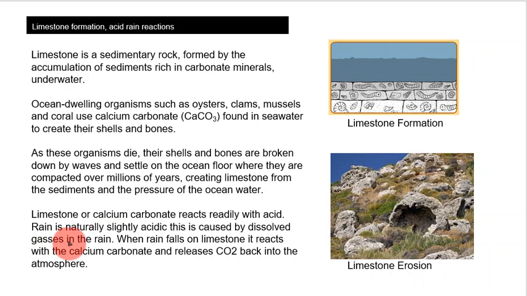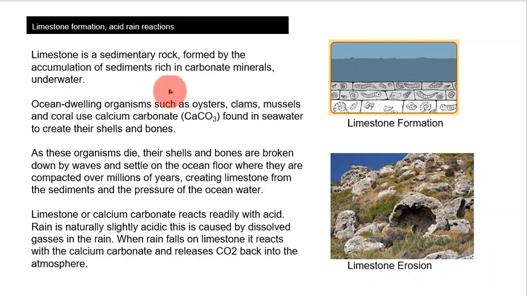So rain, by its nature, by what's in the atmosphere, is slightly acidic. When rain falls on limestone, it reacts with the calcium carbonate that's in it, and it releases CO2 back into the atmosphere as well. So you can see here we have limestone, and you can see that it's been eroded over time. The rain is falling on top of it, and rain is slightly acidic, so that causes a chemical reaction, and that chemical reaction releases carbon dioxide back into the environment as well.